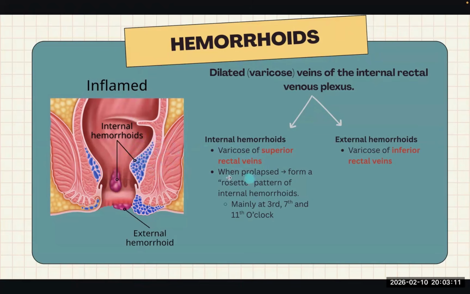Okay, and when it's prolapsed, so when you start seeing it, you see that there's a lot of it in flower shapes or rosette patterns, okay? Mainly at third, seventh, and 11th, which I don't think is honestly important, but just know it for the sake of knowing it. And then we have the external, which are the painful ones, okay? So they are the varicocele of the inferior rectal vein. So the internal is superior and the external is inferior. That's all you need to know, okay?